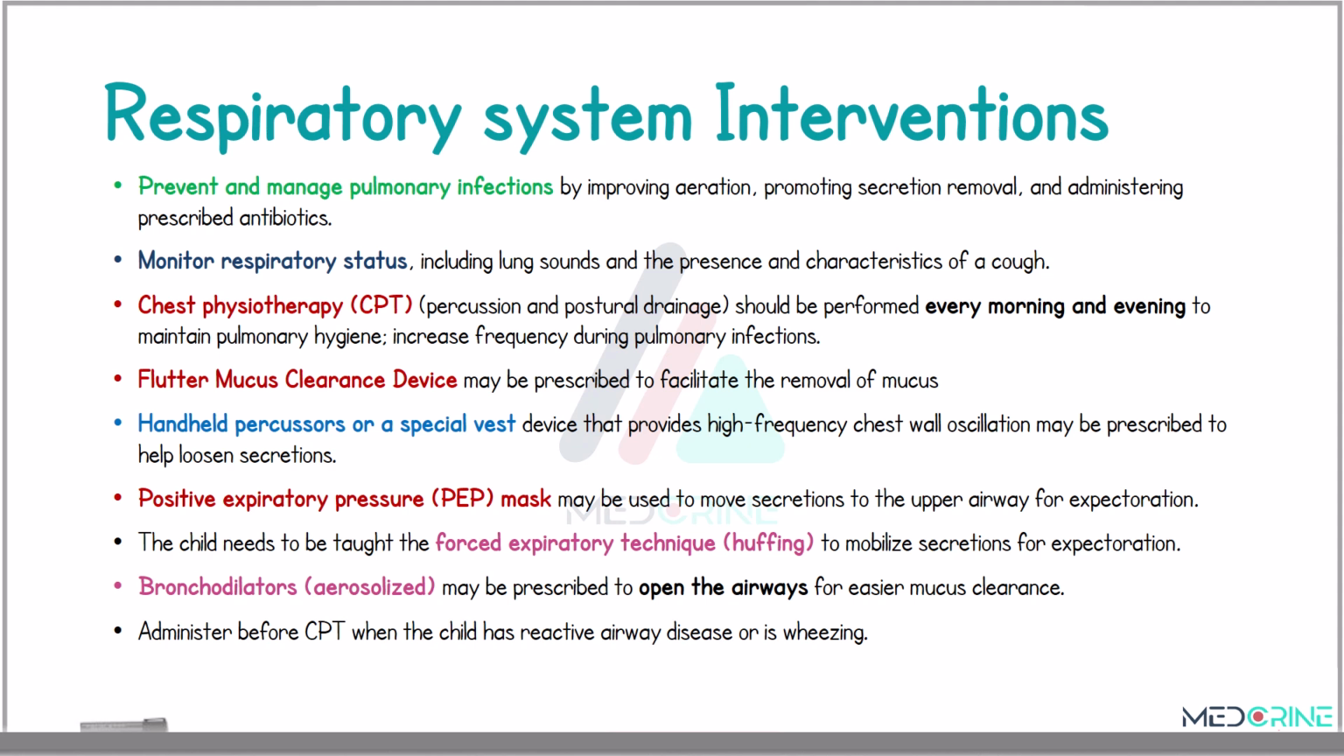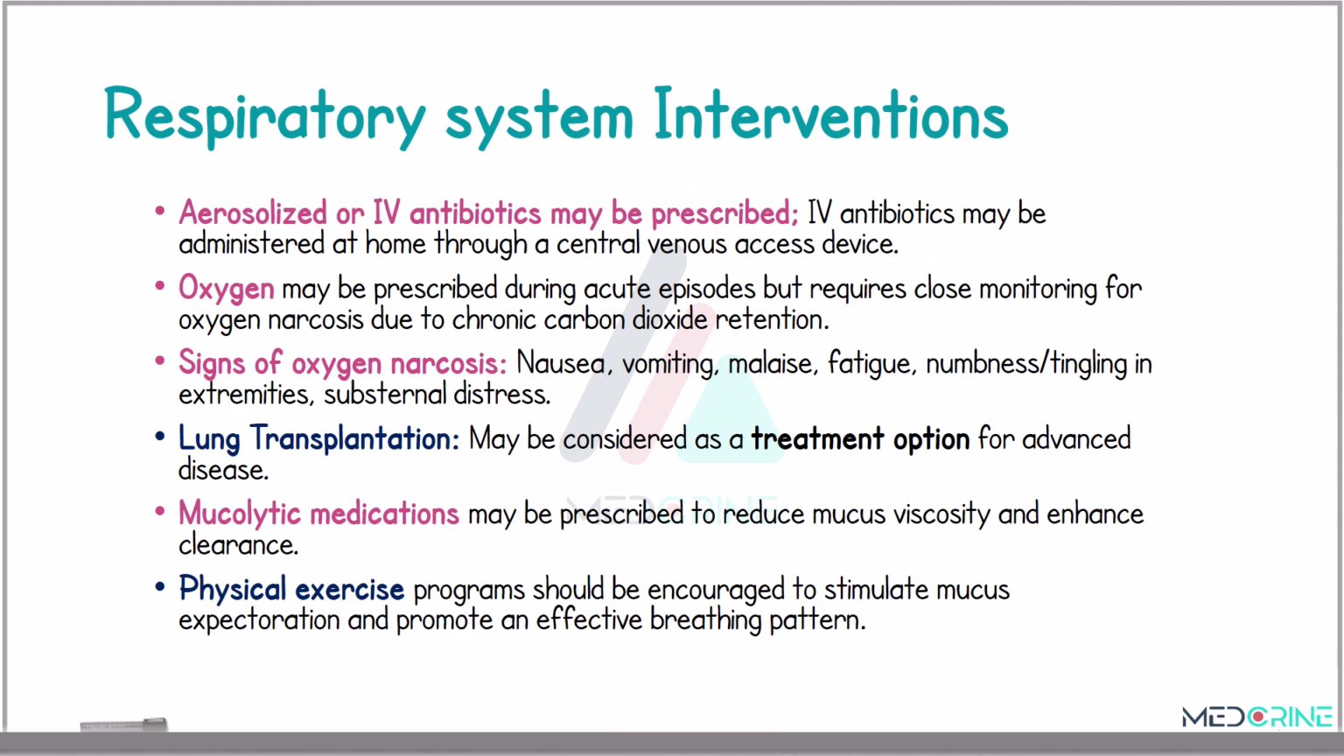We can prescribe bronchodilators to open the airway for ease of mucus clearance and administer CPT when a child has reactive airway disease or is wheezing. Patients with cystic fibrosis can benefit from antibiotic therapy and oxygen therapy in case of acute episodes, which require close monitoring for oxygen narcosis due to chronic carbon dioxide retention. It is important for you to know the signs of oxygen narcosis, which include nausea, vomiting, malaise, fatigue, numbness in the extremities, and substernal distress.